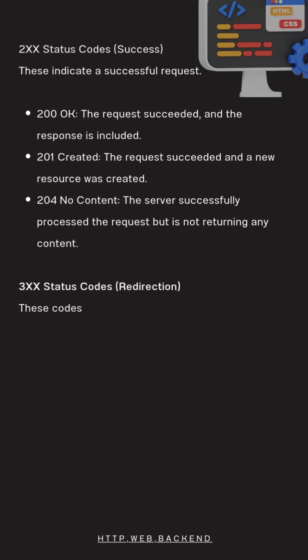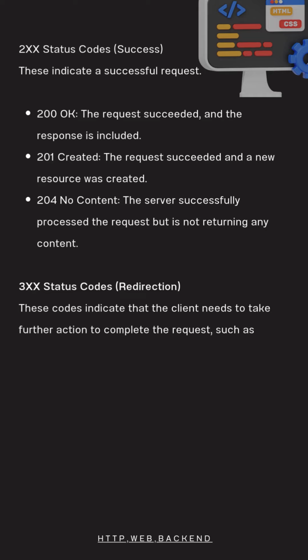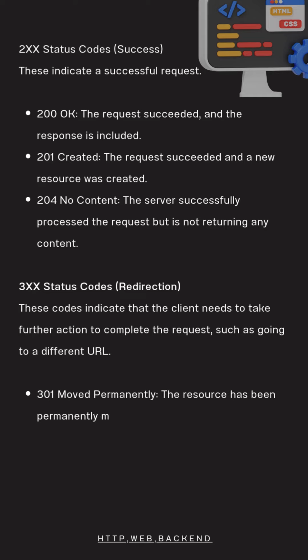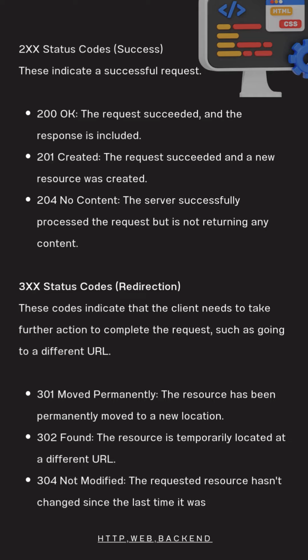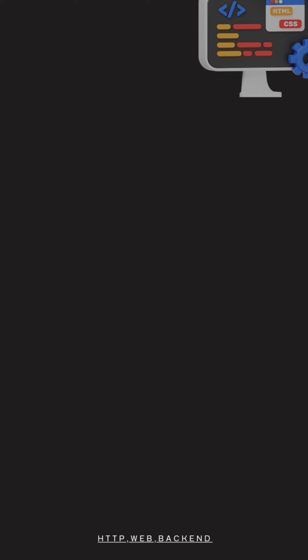300 series status codes are for redirection. These codes indicate that the client needs to take further action to complete the request, such as going to a different URL. 301 means moved permanently. The resource has been permanently moved to a new location. 302 means found. The resource is temporarily located at a different URL. 304 means not modified. The requested resource hasn't changed since the last time it was accessed.